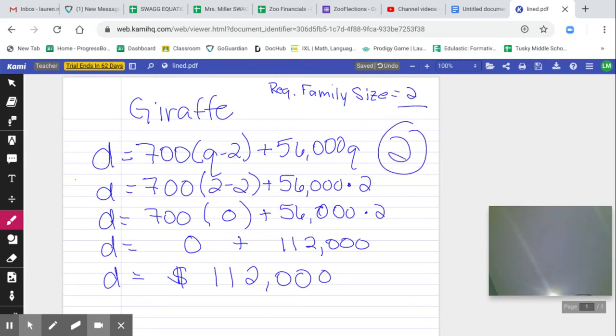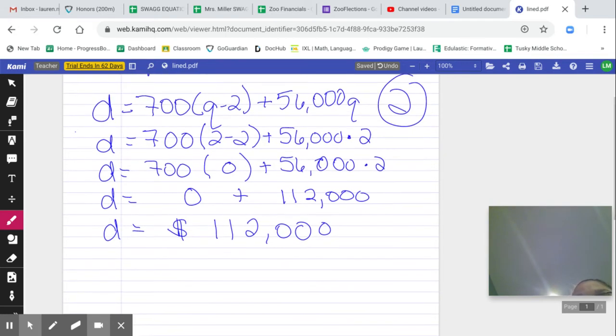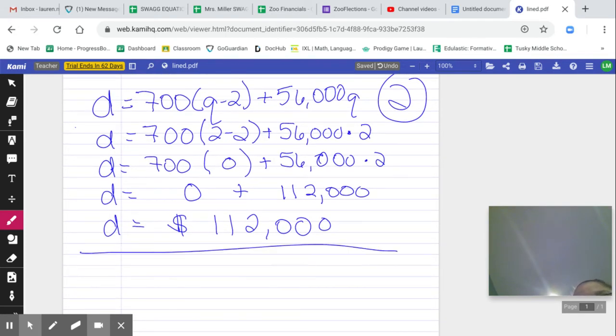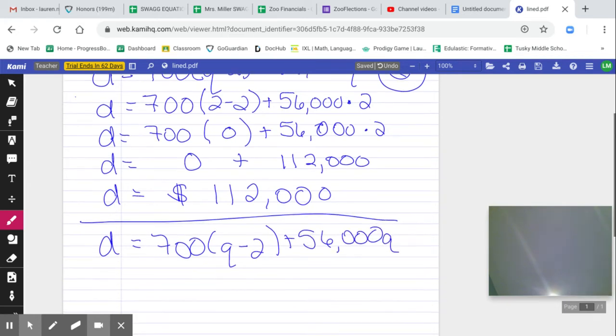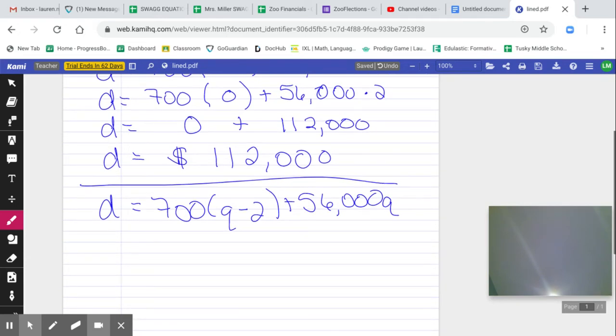Okay, so now we're going to do this again, but this time we're going to do what happens if we had more giraffes. Let me rewrite this first. Okay, so there's my equation again, but this time I'm going to plug this in, and let's say we have 10 giraffes this time. So let's see what happens if I decided to buy 10 of them. So I'm going to substitute my 10 in for Q this time.